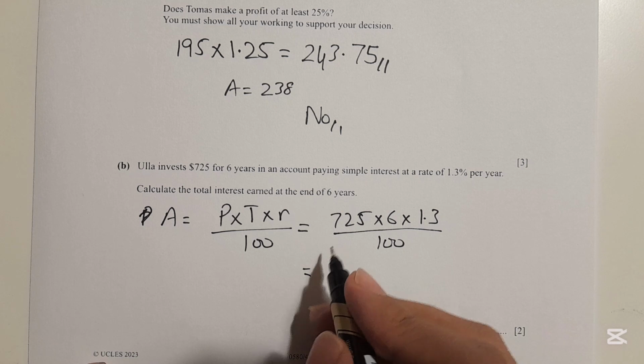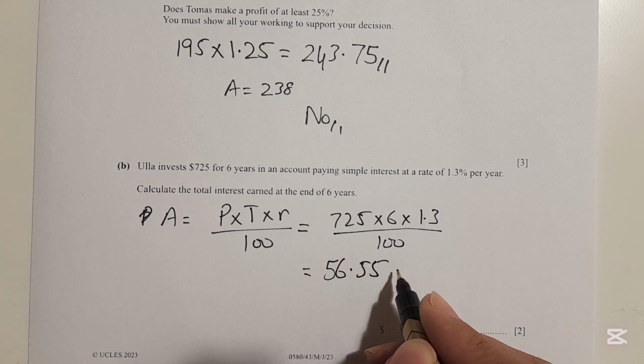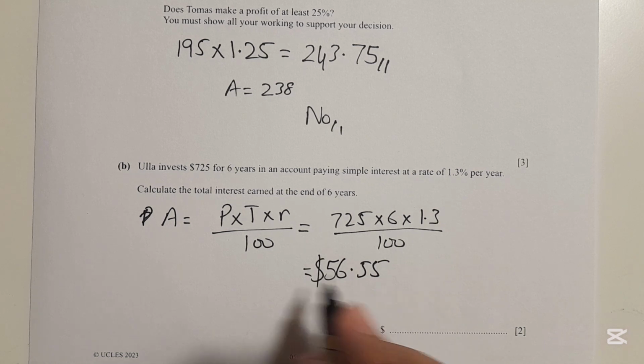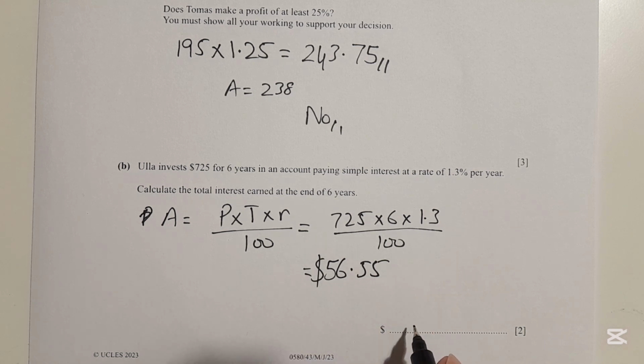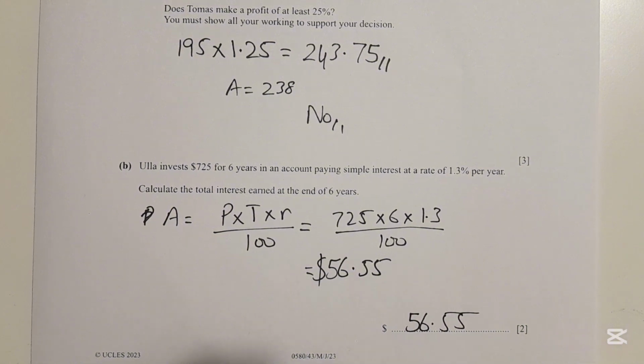This is the interest amount, which is $56.55, earned after 6 years. So $56.55 is the final answer for part B.